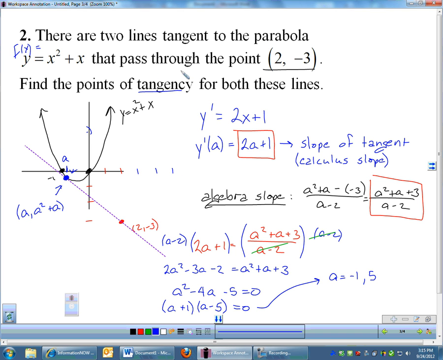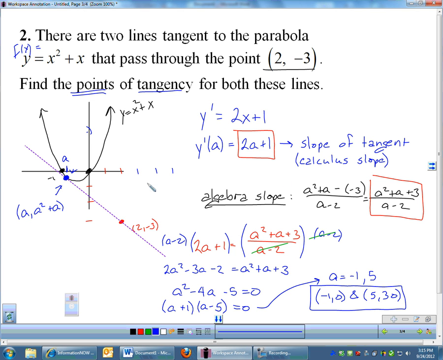Now I did say find the points of tangency, so I need to find the y-coordinate also, and that's pretty easy. We'll just plug those into my function. So negative 1 squared plus negative 1 is 0, and if I plug in 5, 5 squared is 25, plus 5 is 30. So there are the points of tangency for the two tangents that pass through that point and are tangent to the graph. So find the calculus slope, derivative, plug in A, find the algebra slope, changing y, changing x, set them equal to each other.